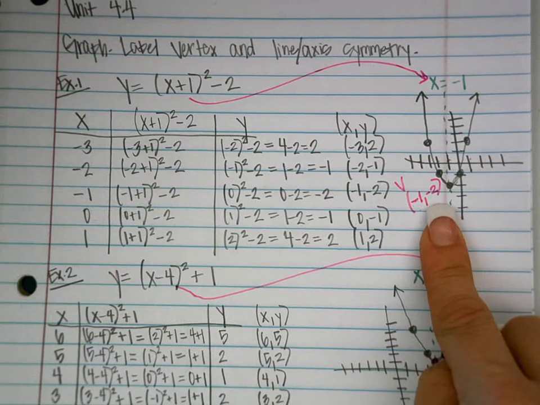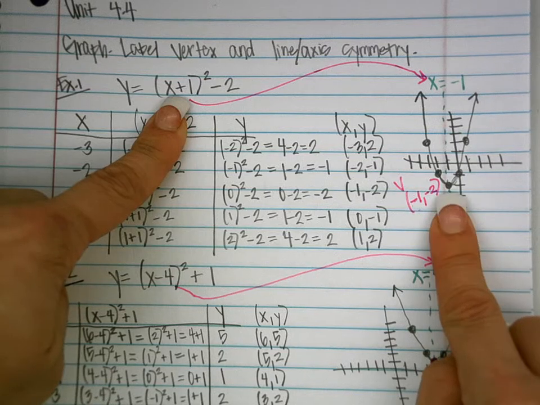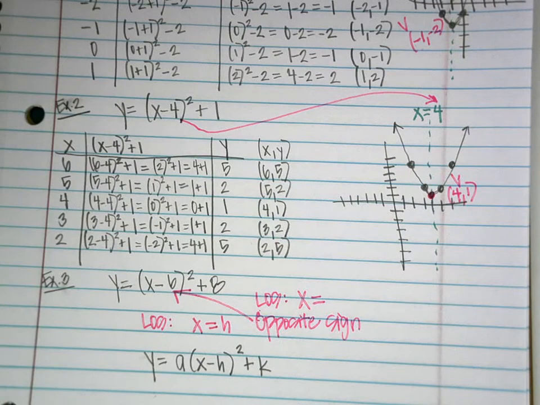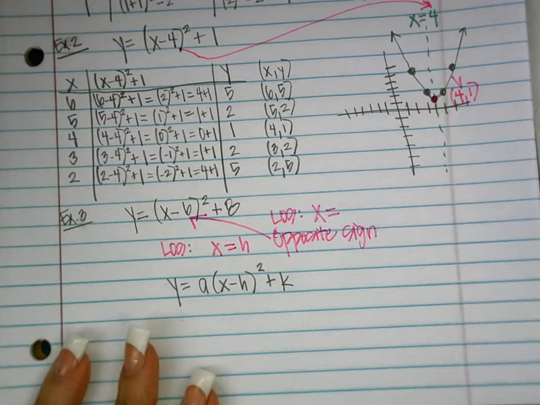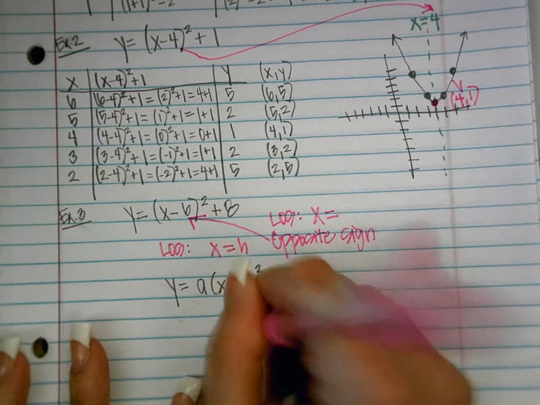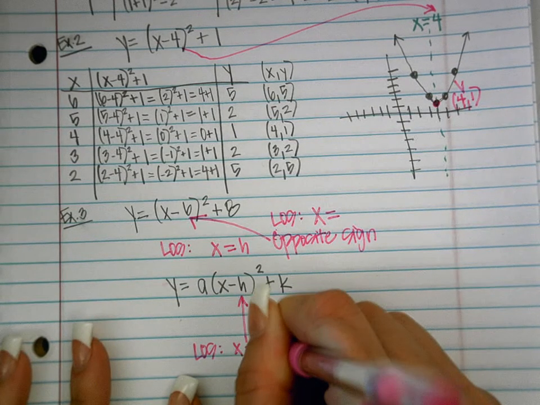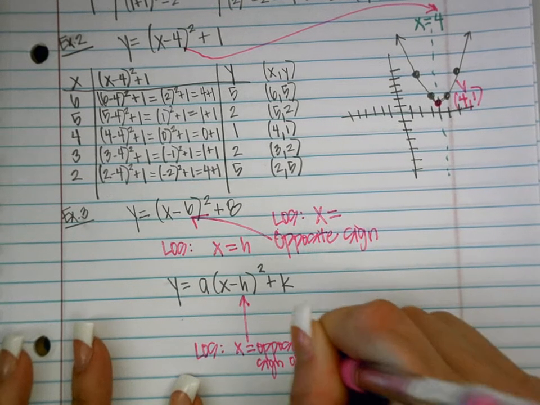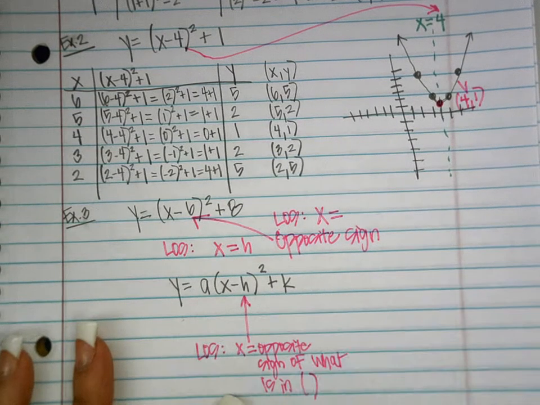You know that it's always the opposite sign because that's where the line of symmetry comes from. What do you notice about the y equation or the y portion? It's the same. Okay? There's a rule in descriptive form, which these are in. Descriptive form basically says that to find the line of symmetry, you do x equals the opposite sign of what is in parentheses. Opposite sign of what's in parentheses.